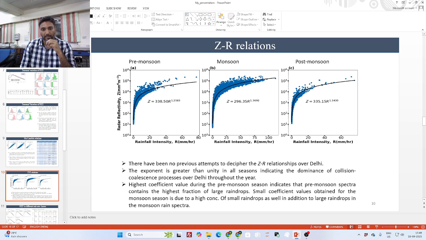So the main result is that the exponent is greater than unity in all seasons, which shows that the dominant processes over Delhi throughout the year are the coalescence processes. The highest coefficient value during the pre-monsoon season again tells the same result, that the highest fraction of large raindrops will be found during the pre-monsoon season over Delhi. Small coefficient values obtained for monsoon are due to the fact that although monsoon spectra also contain large drops, they also contain a high concentration of small raindrops as well. So that is the reason behind the smaller coefficient obtained for the monsoon season.